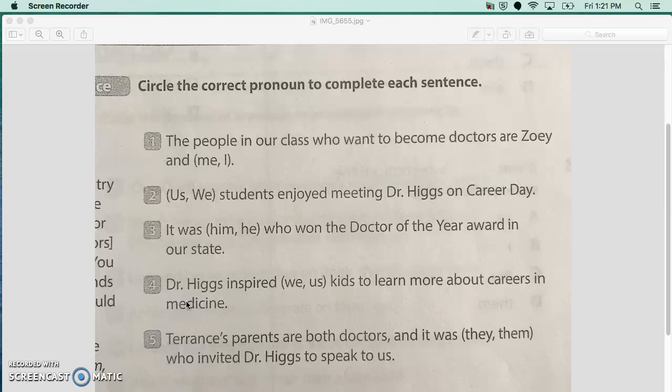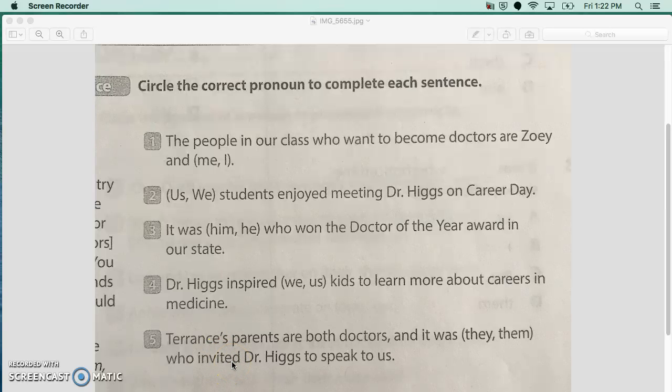Now look at sentence 5. Terrence's parents are both doctors, and it was they or them who invited Dr. Higgs to speak to us. Number 1, find your predicate. What is your predicate? Your predicate, you should have gone to invited Dr. Higgs to speak. Okay, that is your predicate. Invited is your main part.